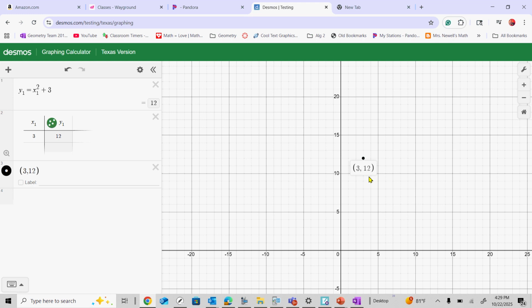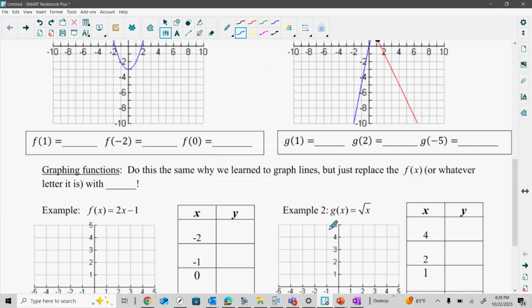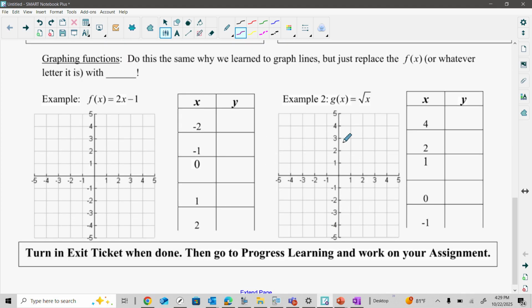So I want to use the Texas Desmos calculator to help you with the 2 graphs at the bottom, because you're going to need to generate a table, and fill in the table to plot your points. So I'm going to jump to these graphs. What we should remember is that we can replace the function notation or whatever letter there is with the y. So I'm going to start with example 2.